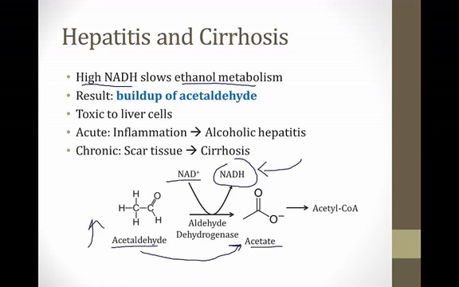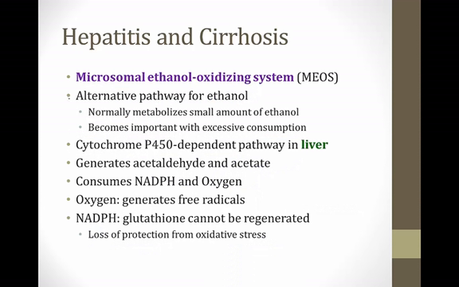It turns out that the buildup of acetaldehyde is toxic to liver cells. Acutely, this can cause inflammation, and this is one of the mechanisms by which alcoholics can develop acute alcoholic hepatitis from drinking too much. In addition, chronically, this can lead to the formation of scar tissue, which is one of the ways by which alcoholics can develop cirrhosis. There's another biochemical pathway that contributes to the development of hepatitis and cirrhosis, and this one doesn't have anything to do with NADH. This is called the microsomal ethanol oxidizing system, or the MEOS.